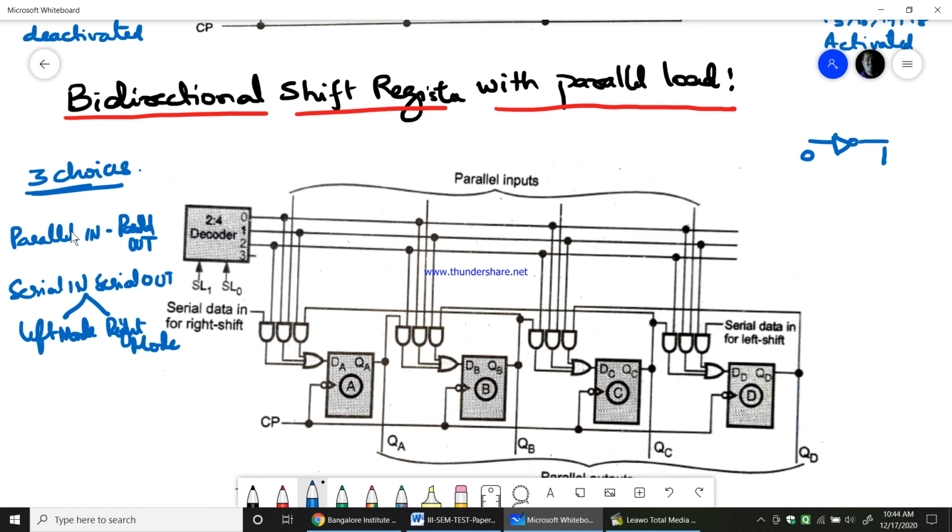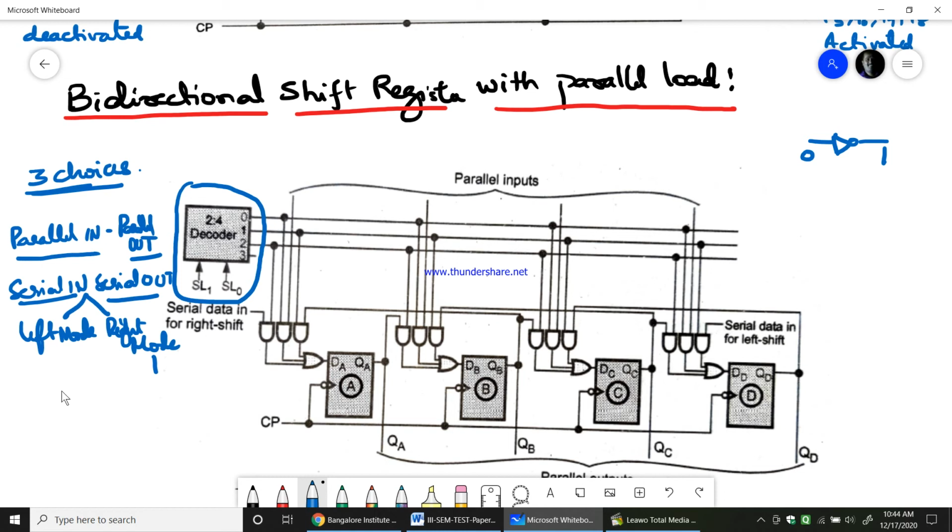If I give the first choice, it should work as parallel in, parallel out. If I give the second choice, it should work as serial in, serial out in left mode. If I give the third choice, it should work in serial in, serial out mode as right shifting. So, 3 choices should be given. For that we use a 2:4 decoder. This decoder is what is used here.